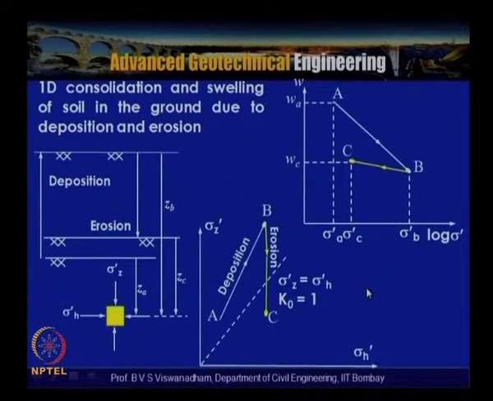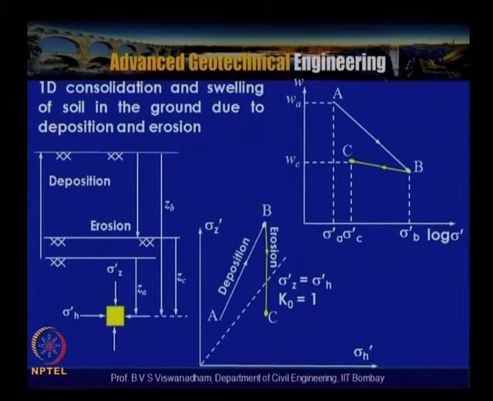Here, K naught, the pressure at rest, is defined as horizontal stress divided by vertical stress. When K naught is equal to 1, under elastic equilibrium, sigma dash z is equal to sigma dash h. So this is the K naught line, with sigma dash h on the x axis and sigma dash z on the y axis. You can see that in the case of deposition, A to B decreases, and from B to C, the K naught values can go more than 1, particularly because of this stress effect.